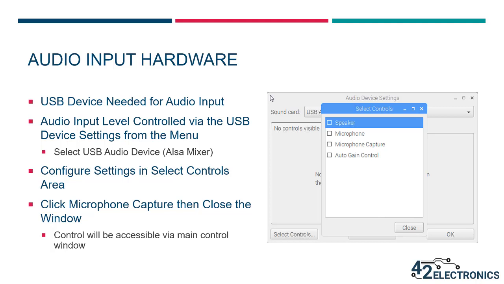The speaker and microphone settings are not needed, as they just set the output volume level for those 3.5 millimeter ports on the USB audio device, and that setting can be accessed in the top menu bar of your desktop. Clicking the box next to microphone capture and then closing the window with the close button will allow this control, though, to be accessed in the main control window.